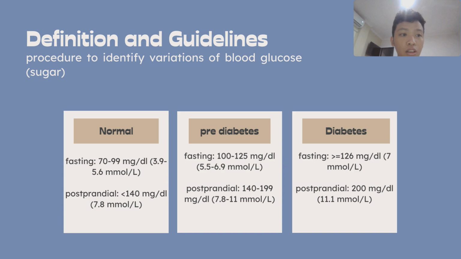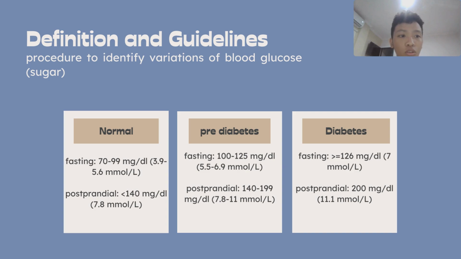I'll be talking about the definition and most recent guidelines of blood glucose or blood sugar monitoring. Basically, blood glucose monitoring is a procedure to identify variations of blood glucose. There are two types of blood glucose, fasting and postprandial or post-eating blood glucose.